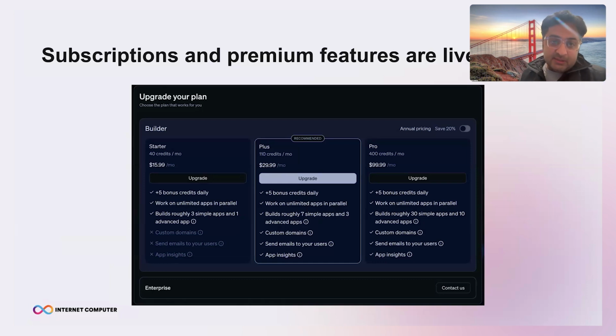Subscriptions also come with a bunch of premium features. So you now have custom domains. Someone who's building an app with Caffeine and wants to reach out to their subscribers or customers can do email sending, and app developers now have access to analytics and insights about their app. This obviously helps them understand what the friction points are and what is working well, so that they can optimize their experiences on Caffeine.